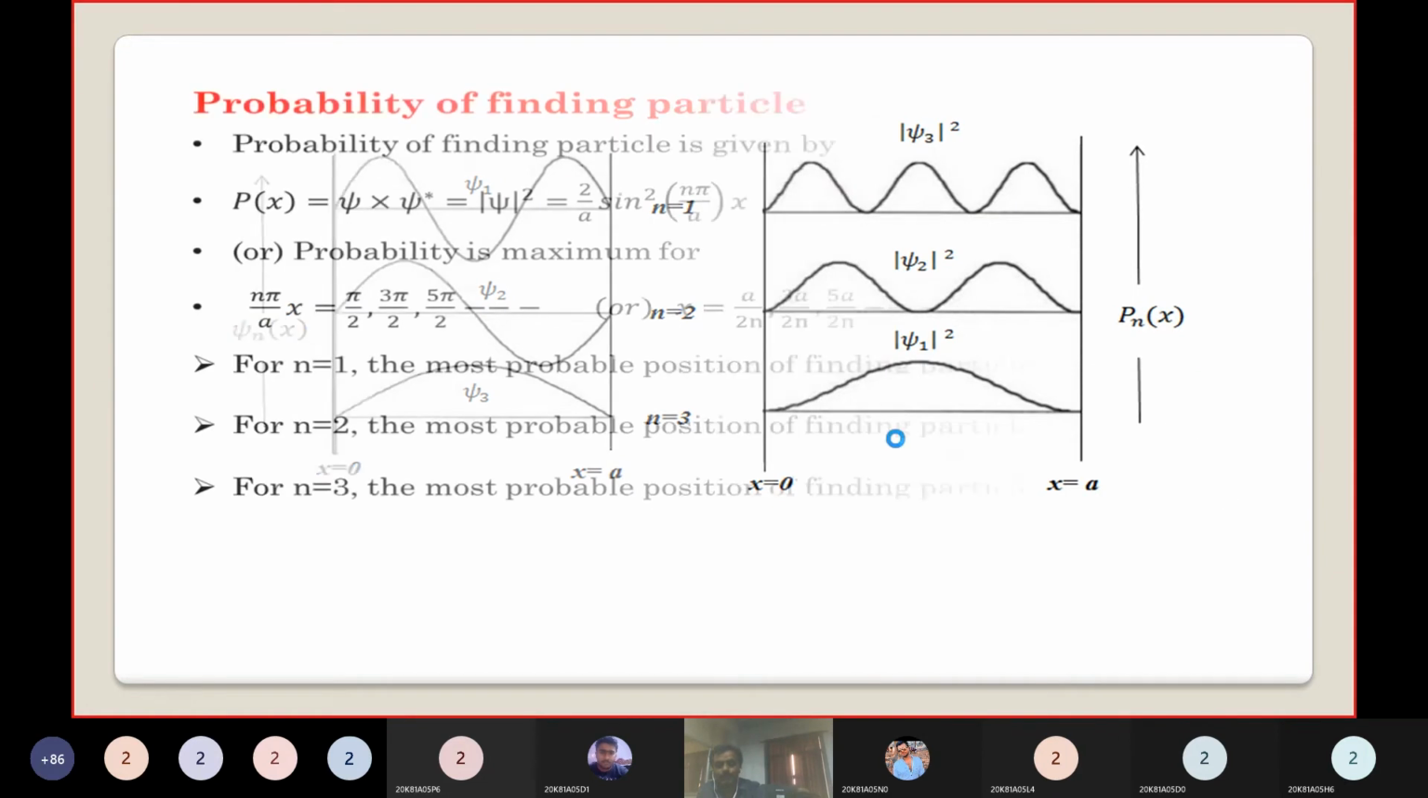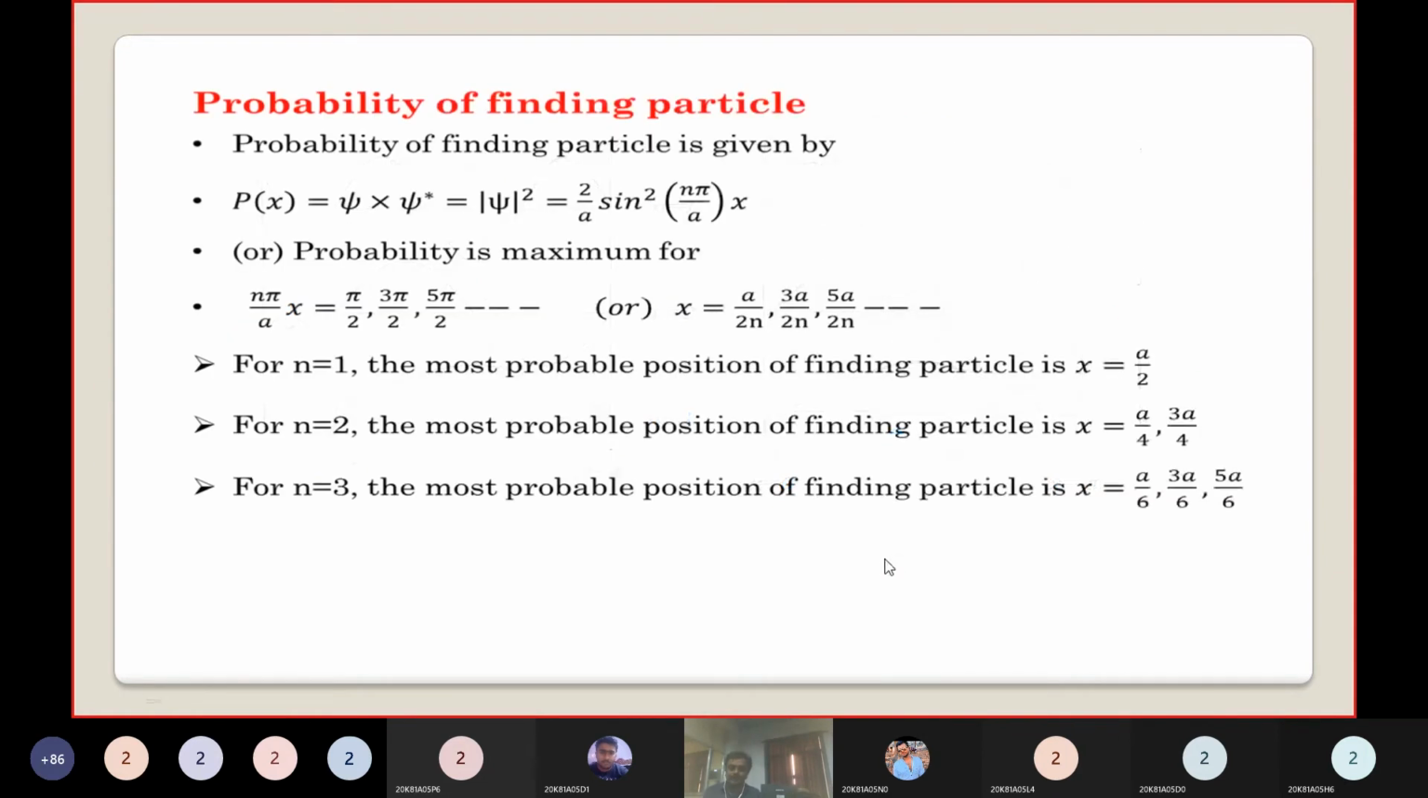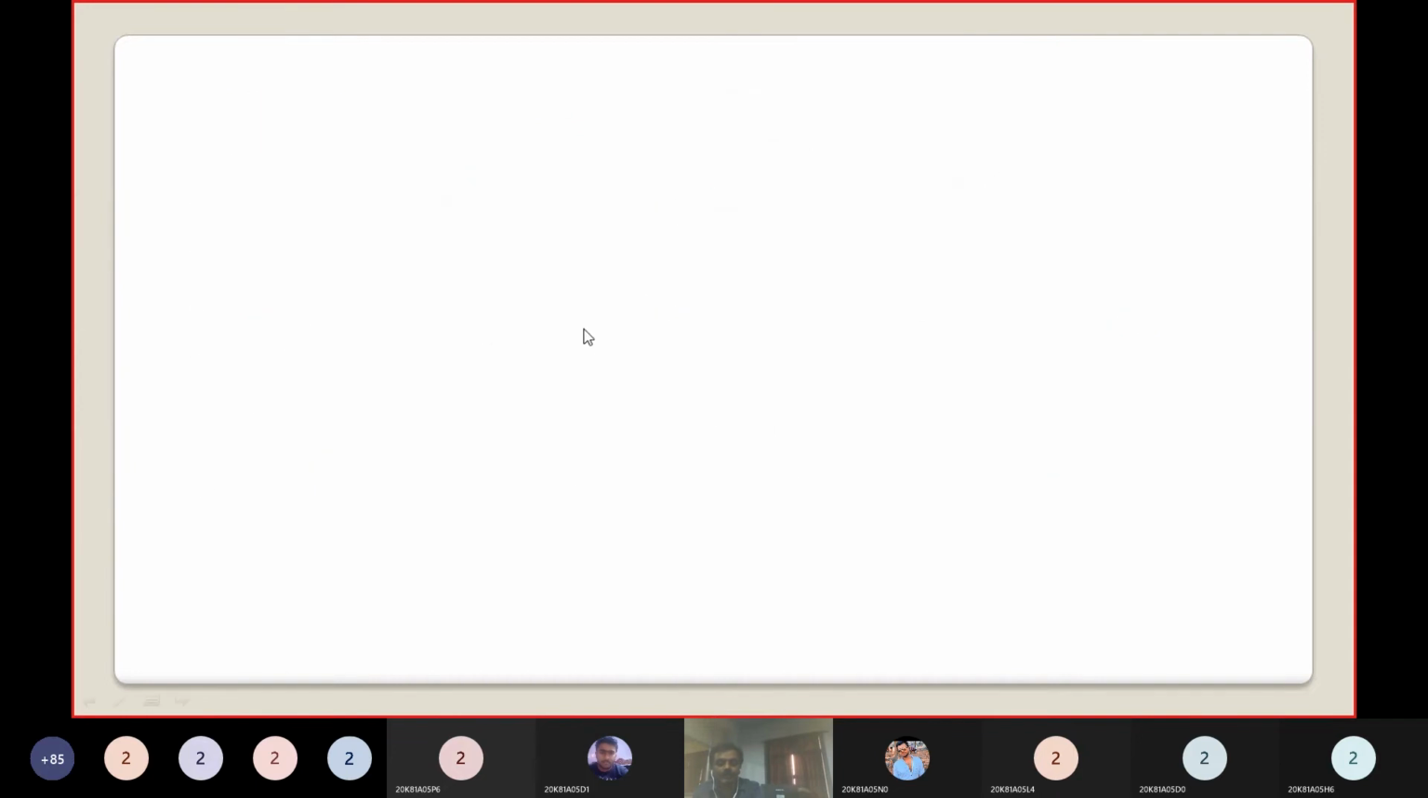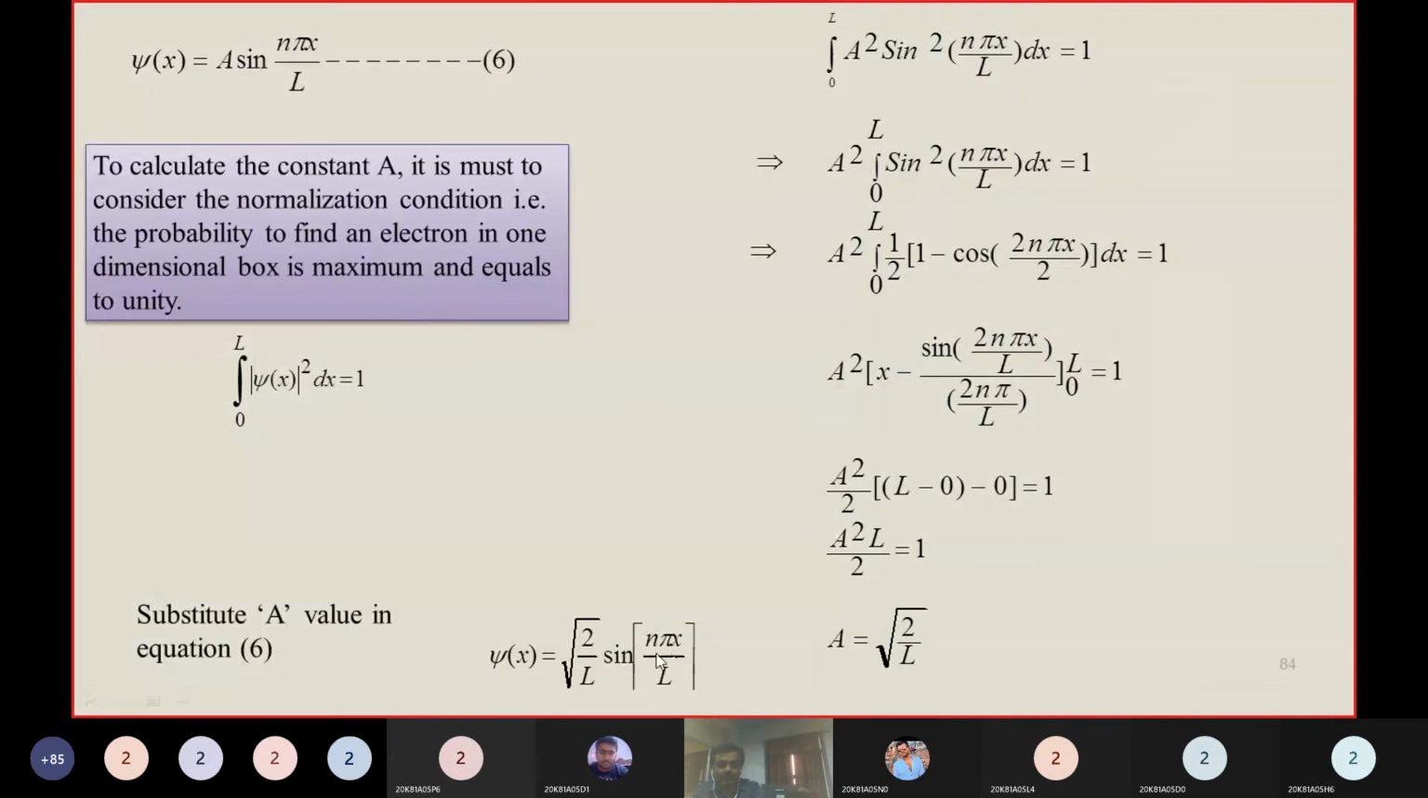So like this we can calculate the probability of finding the particle. By using the Schrodinger wave function, by using this formula, for n equal to 1, what is that? n pi x by l. For n equal to 1, it is pi x by l.